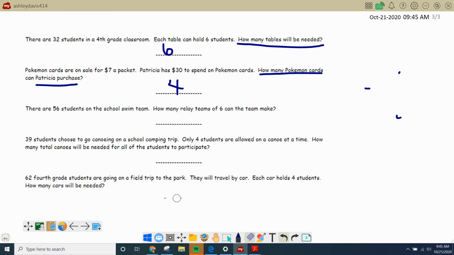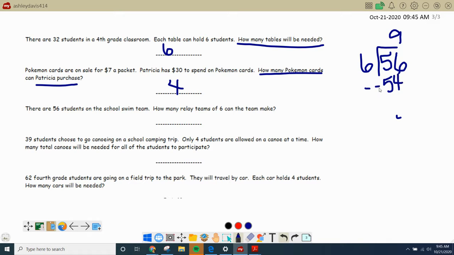There are 56 students on a swim team. How many relay teams of 6 can the team make? Okay, so we have 56 students and we're dividing them by 6 because we're going to take 6 and put them on a team. Okay, so 6 goes into 56 9 times.